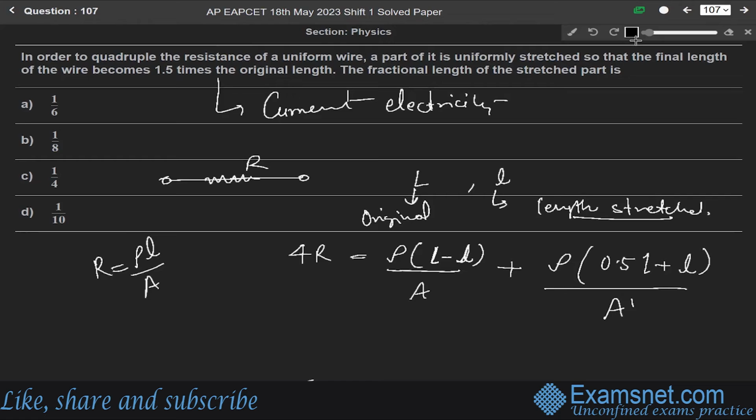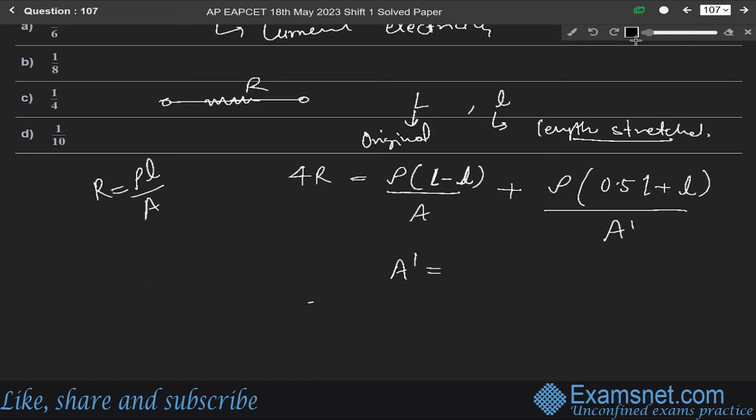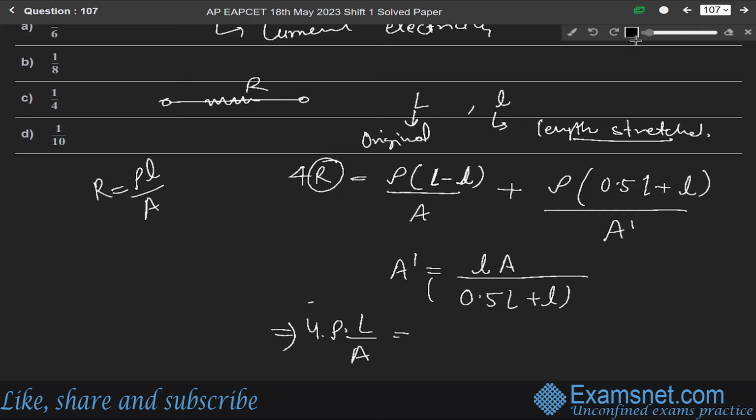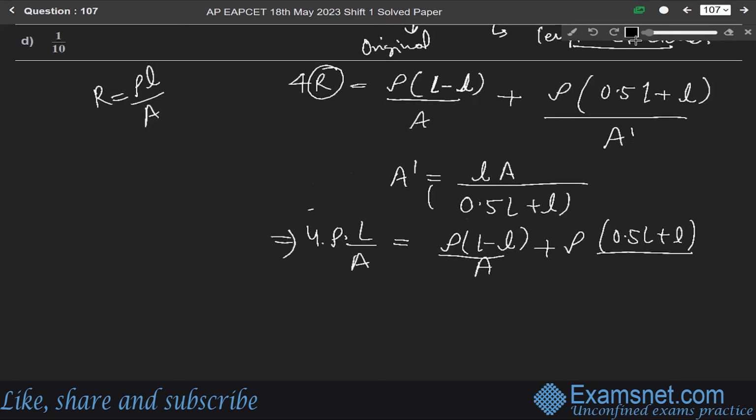Now, this A dash is what? L into A over 0.5 L plus l. So solving it, we get 4R, this R means rho L over A. It will be equal to rho (L minus l) over A plus rho (0.5 L plus l), and putting this value of A dash, we get l A into this 0.5 L plus l.